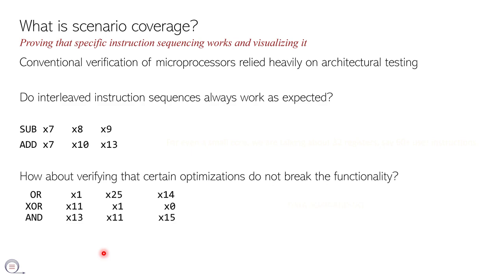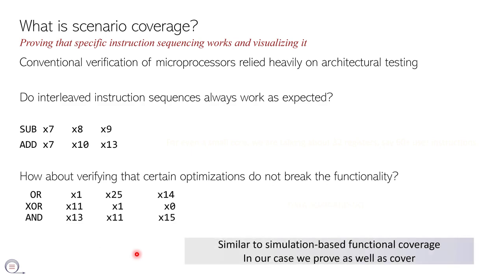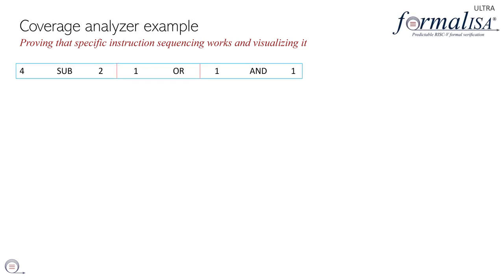So that's what we are looking at when we talk about scenario coverage. Similar to simulation-based functional coverage, in our case, we prove as well as cover. For example, 4 cycles after reset has been detected, we send a subtraction instruction 2 times, consecutively or non-consecutively. A cycle later from that, we send an OR instruction in the pipeline, and a cycle later from that, we issue an AND instruction once.